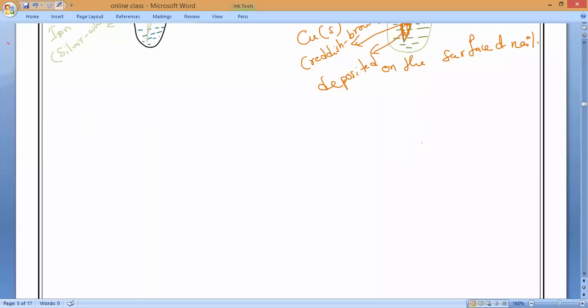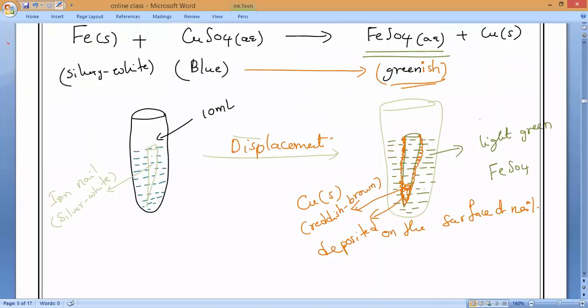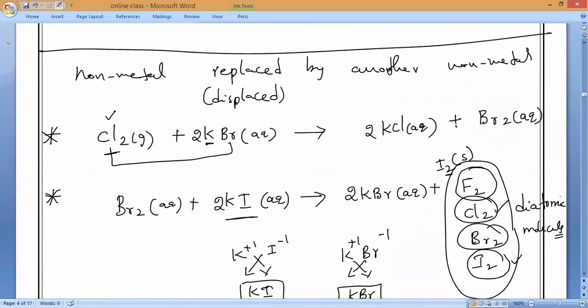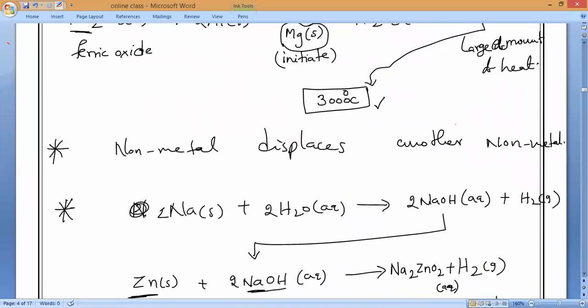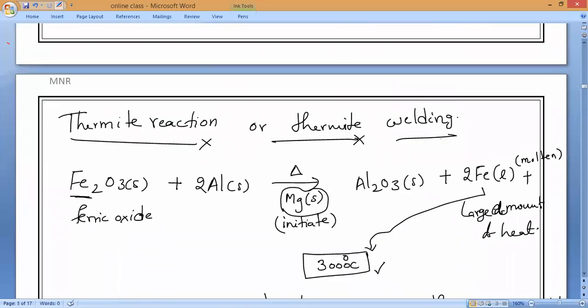Now, a special reaction: iron oxide, that is ferric oxide, reacting with aluminium. What do we call that reaction? Thermite reaction, or we can say thermite welding. It is a highly exothermic reaction, at a temperature of about 3000 degrees Celsius, and molten iron will form. That is why it is called an exothermic reaction.